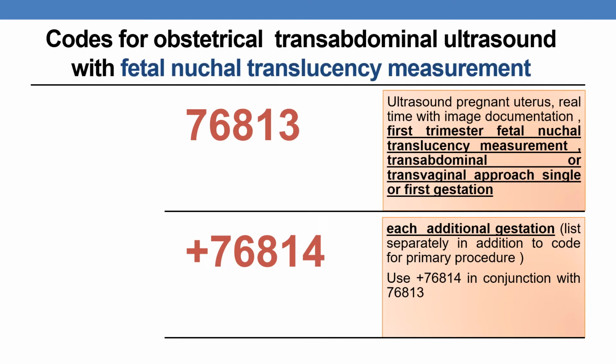Now coming to codes for obstetrical ultrasound with fetal nuchal translucency measurement. The codes are 76813 and plus 76814. The description of 76813 is ultrasound, pregnant uterus, real time with image documentation, first trimester, fetal nuchal translucency measurement, transabdominal or transvaginal approach, single or first gestation. And for each additional gestation, you need to use the add-on code 76814.